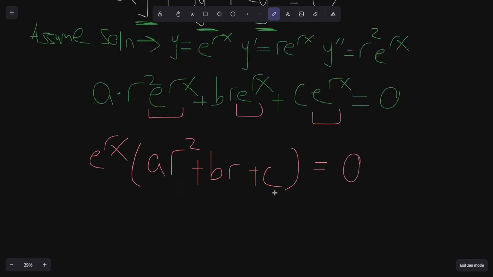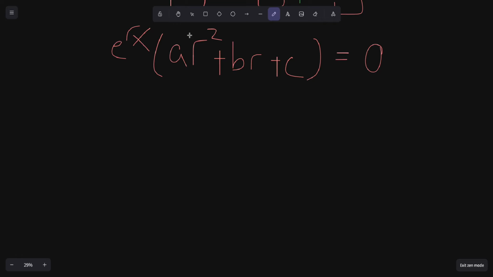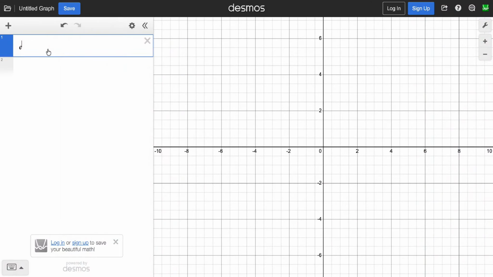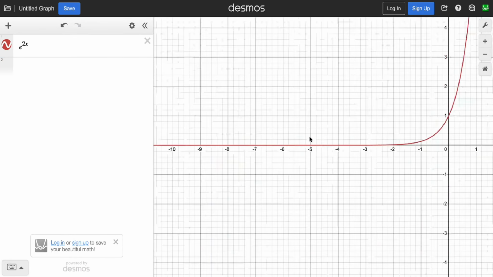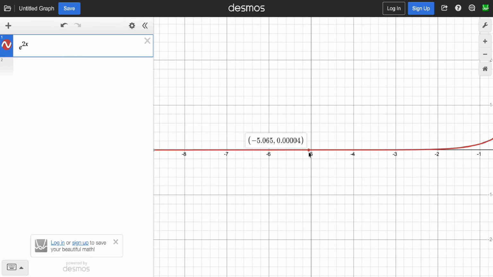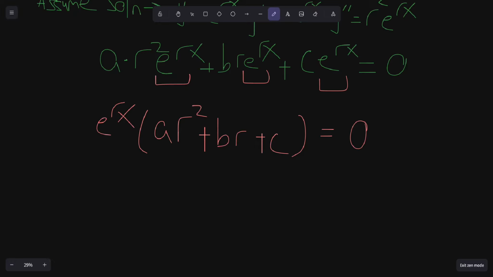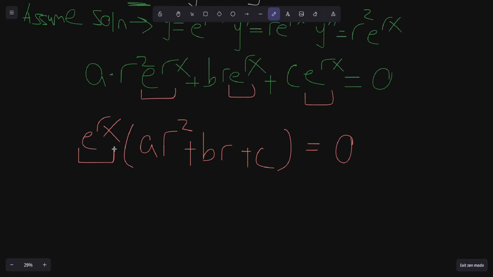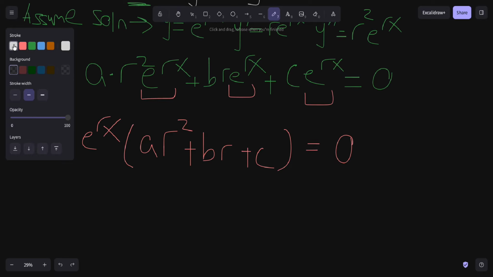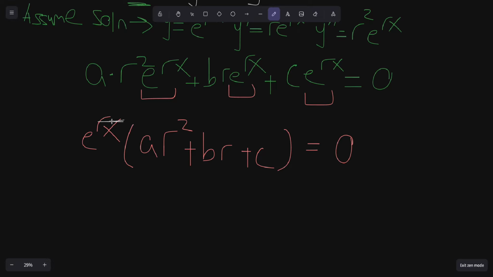Now, think about it. If you have e to some power, can it ever be equal to 0? If I have something like e to the 2x, can that ever reach 0? It can get closer and closer, like a horizontal asymptote at 0, but it never actually reaches 0. This is just rounding down because the calculator isn't precise enough, but you can see that we're getting closer and closer to 0, but we never actually reach it. So we know that this e to the rx term can never be equal to 0, so you just ignore that.